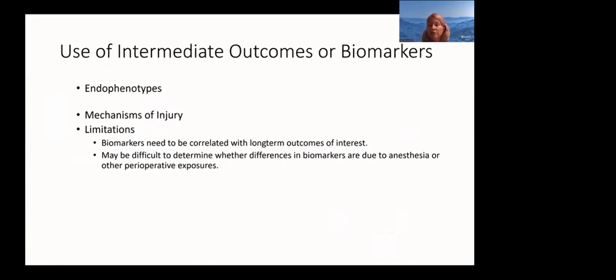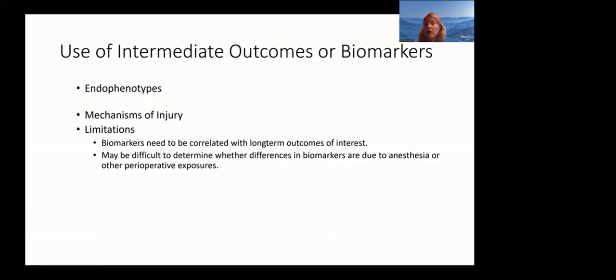Well, endophenotypes refer to what is going on inside the body. And the easiest endophenotype to look at are imaging studies such as MRI studies. If we want to get at the mechanisms of injury, then we might need to figure out what biomarkers are changed during anesthetic exposure. This can't be an inquiry solely on its own because there are limitations.